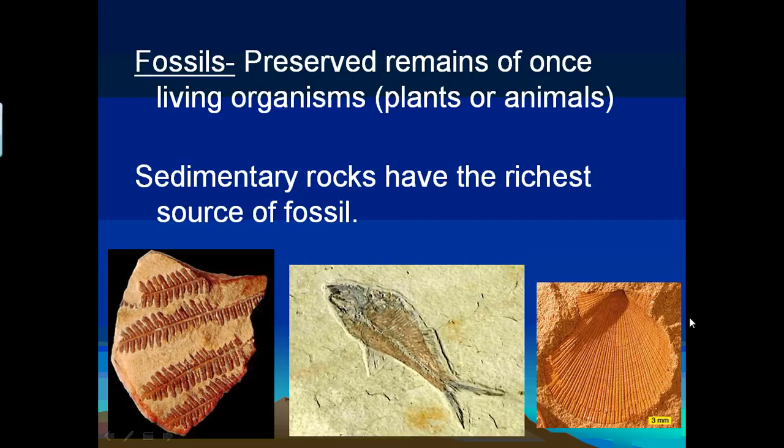Fossils are preserved remains of once living organisms, which would be plants or animals. Sedimentary rocks are the richest source that hold our fossils, because sedimentary rocks form from compaction and cementation of sediment, so those fossils, those plants and animals, can get trapped in that sediment, and then they leave their impressions behind.